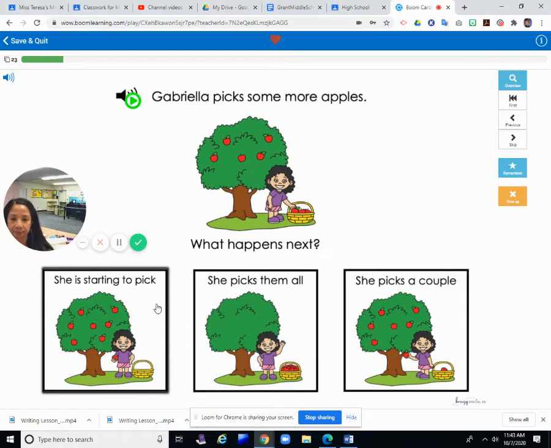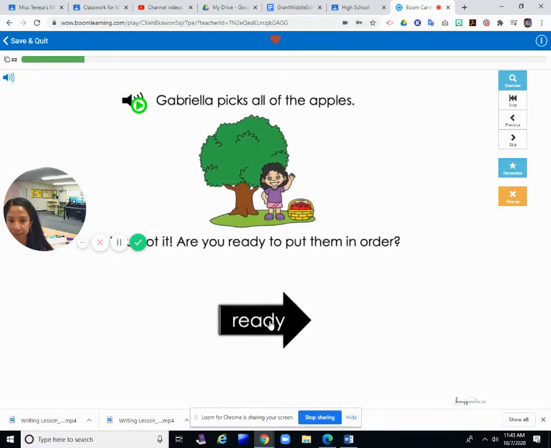Gabriella picks some more apples. What happens next? Okay, so she picks more apples, and then what happens? She starts to pick, she picks them all, or she picks a couple. Well, we know she already started to pick, and she picked a couple, so maybe she picks them all. I think so. Gabriella picks all the apples. You got it. Are you ready to put them in order?